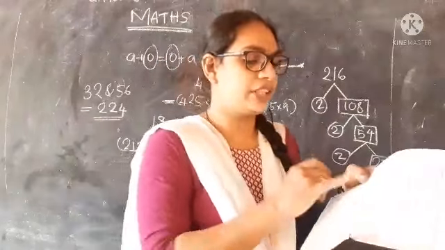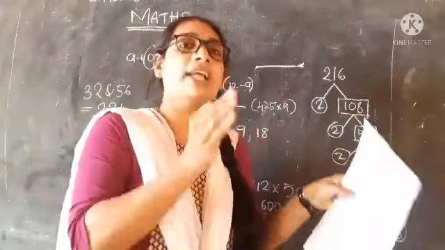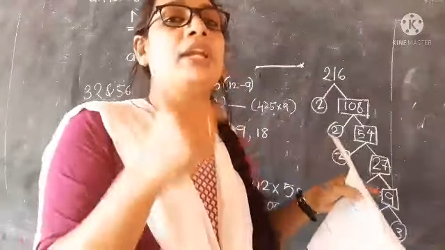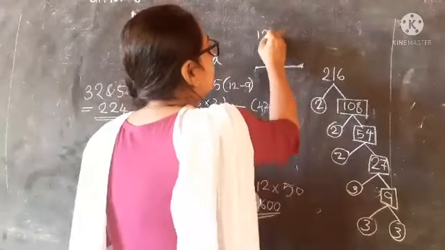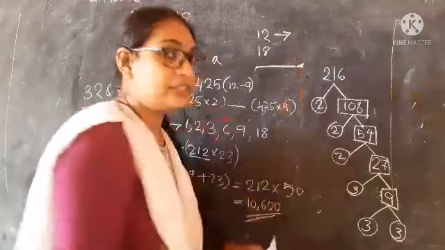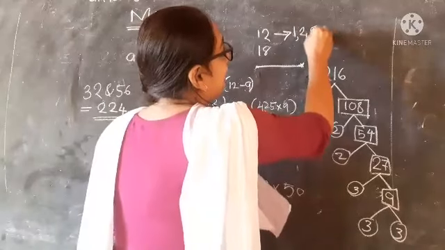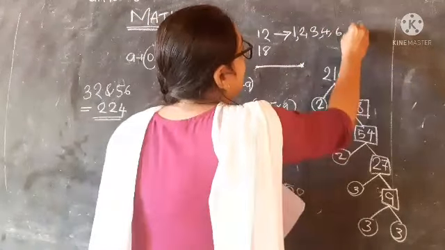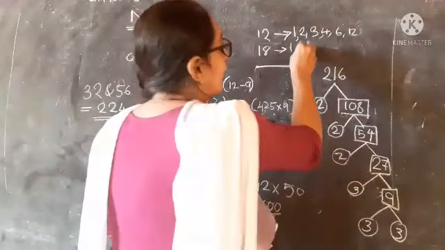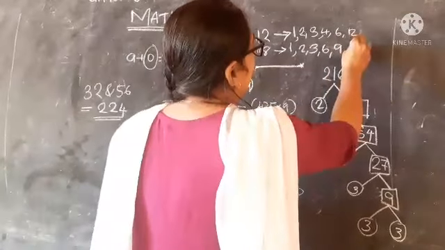And the next question is find the HCF. How can you find the HCF? You first factorize the numbers which are given and find the highest common factor included in those numbers. 12 and 18 are your numbers. So the factors of 12 are 1, 2, 3, 4, 6 and 12. And the factors of 18 are 1, 2, 3, 6, 9 and 18.